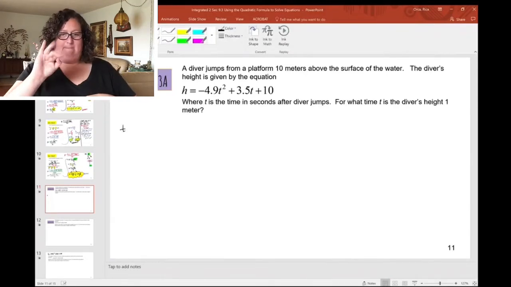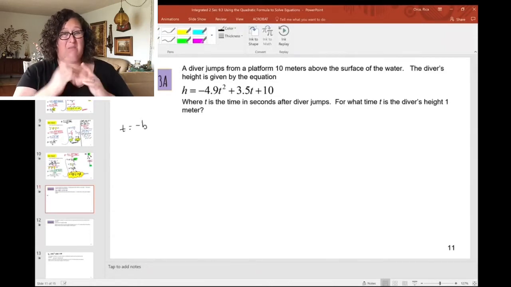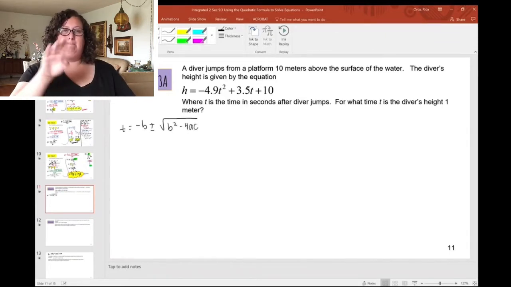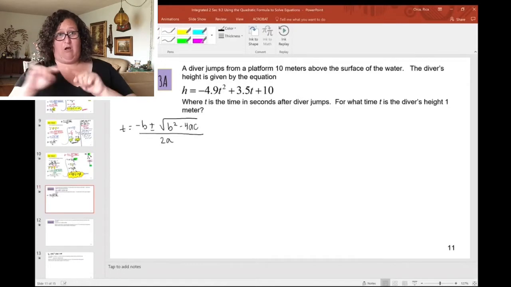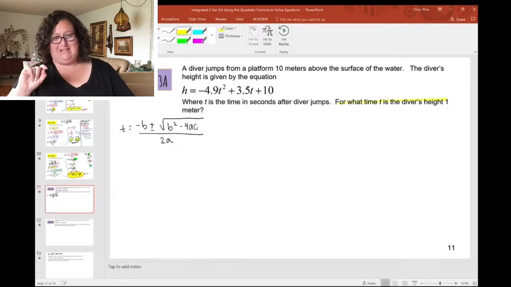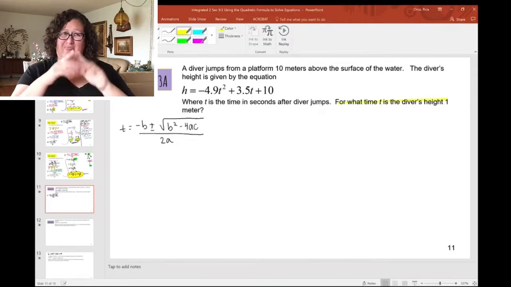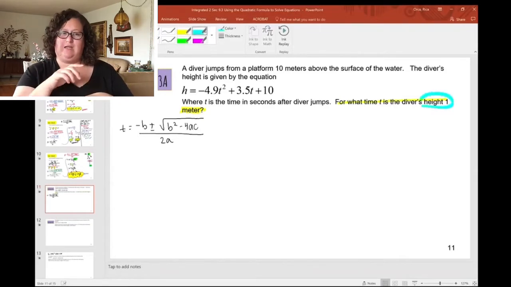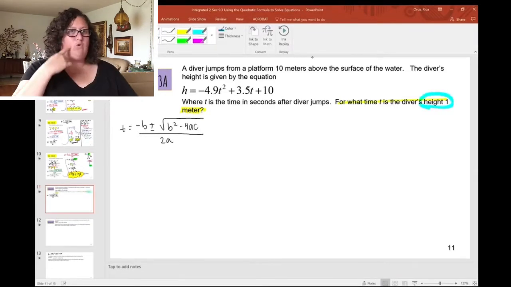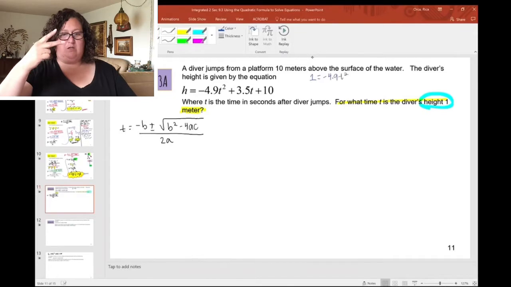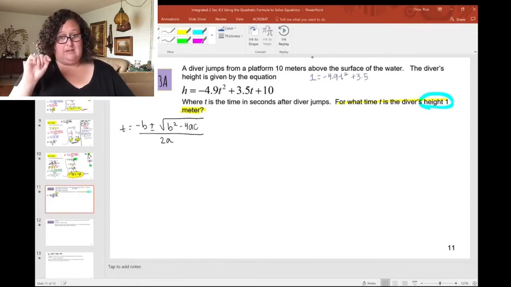Because we're using the quadratic formula, t is negative b plus or minus the square root of b squared minus 4ac all over 2a. So our equation is h equals negative 4.9 t squared plus 3.5 t plus 10. We want to figure out what the time is when the diver's height is 1 meter. So to find the time, we need to take the height, which is 1, and plug that into h. So 1 equals negative 4.9 t squared plus 3.5 t plus 10.